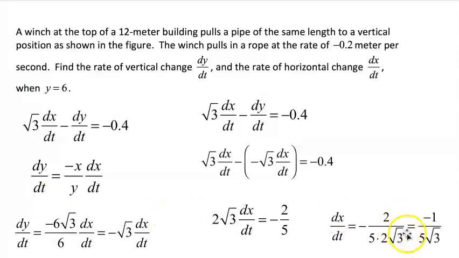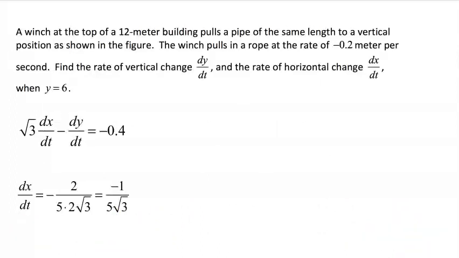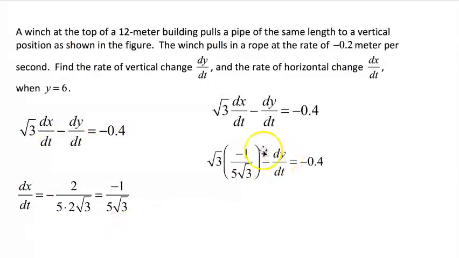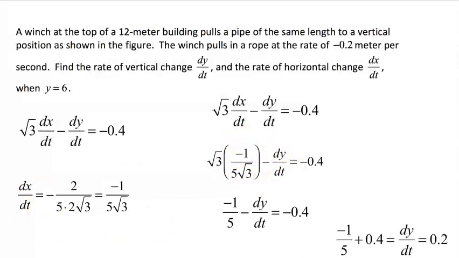Now, can I find dy dt? Well, we see dy dt is negative root 3 times dx dt. That would be one way to do it for sure. Looks like I plugged it into this one instead. So what do we have? Root 3 dx dt minus dy dt is negative 0.4. Root 3 times negative 1 over 5 root 3 minus dy dt is negative 0.4. Negative 1/5 minus dy dt is negative 0.4, and dy dt is 0.2.